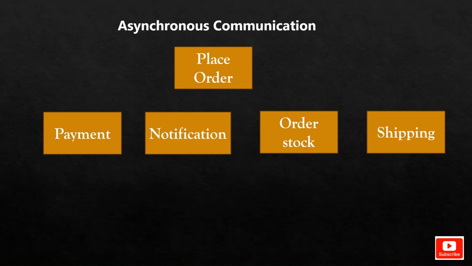The next type of communication is asynchronous communication. Asynchronous communication is needed when we have multiple microservices that need to communicate with each other and it takes time to do the processing. For example, here we have multiple microservices: ordering microservice, payment microservice, notification, ordering stock, and shipping.